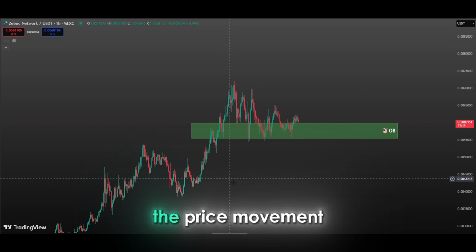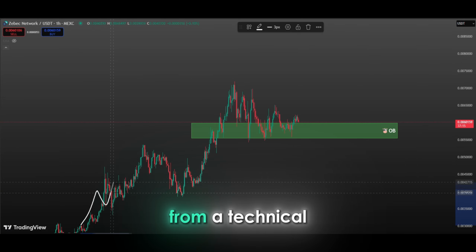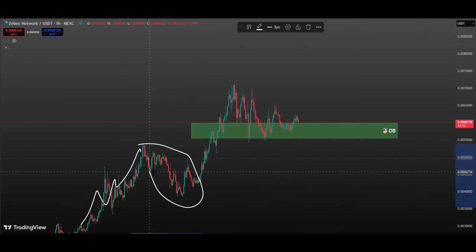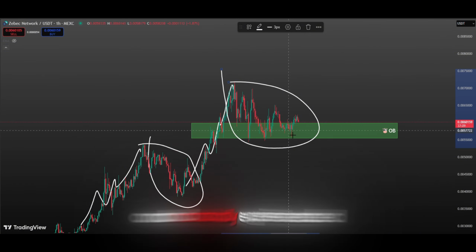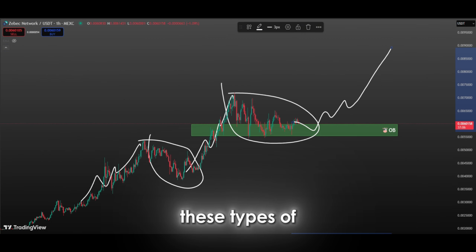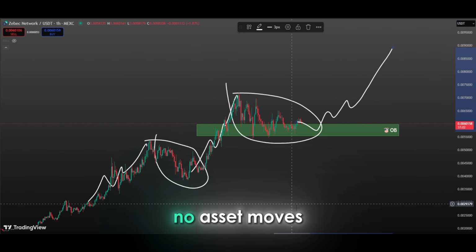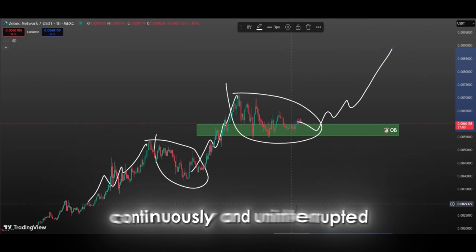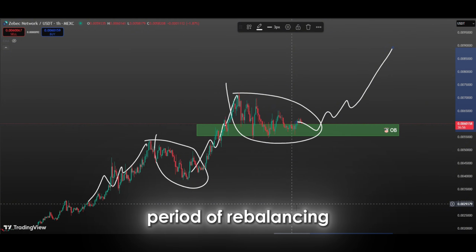Stay tuned. The price movement observed on the chart represents a very familiar and promising cycle from a technical analysis standpoint. We can clearly see that the price previously gained strong upward momentum and naturally experienced a healthy pullback afterward. These types of movements are part of the normal and healthy structure of markets. No asset moves continuously and uninterruptedly in one direction. Every major move inevitably requires a period of rebalancing.